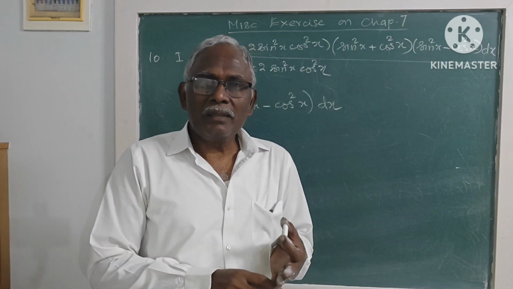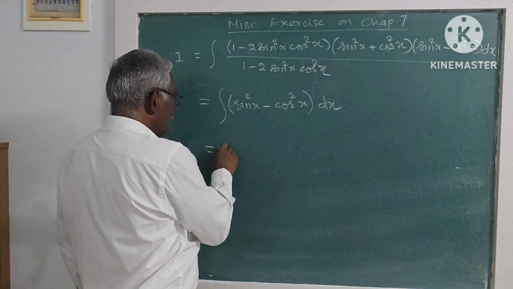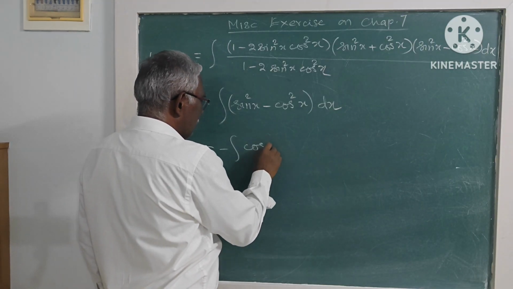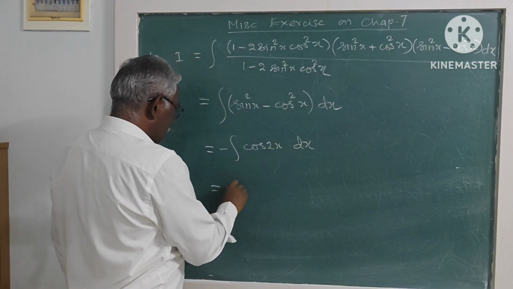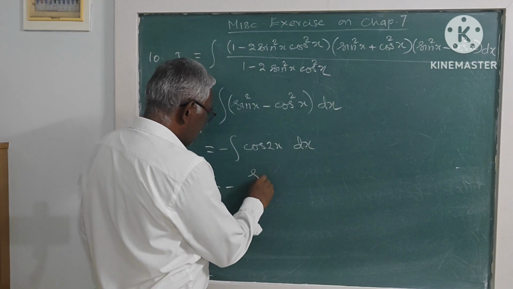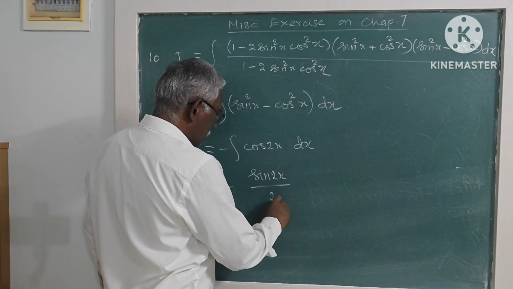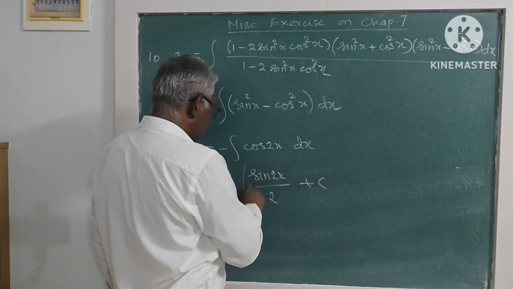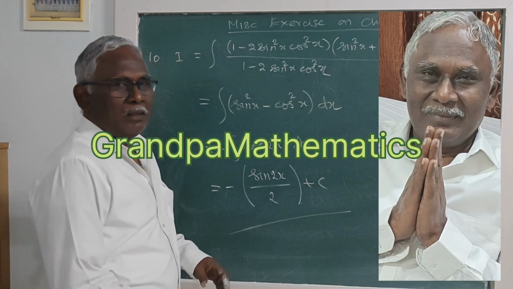We know cos 2x is cos square x minus sin square x. So this is nothing but minus cos 2x dx. If we integrate cos 2x, what will come? Sin 2x by 2 plus constant. So this is the answer.